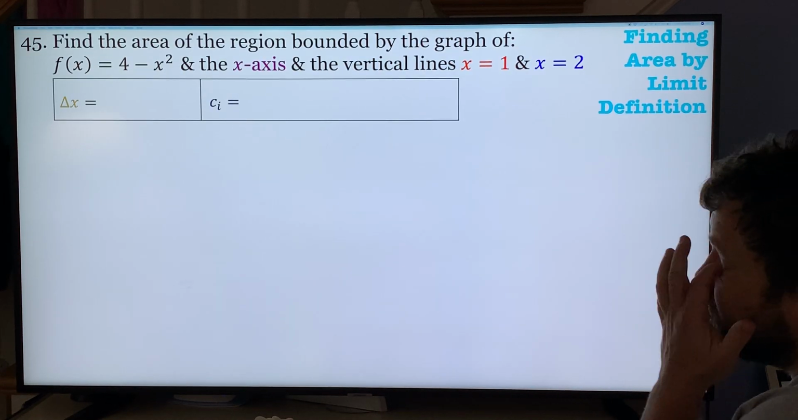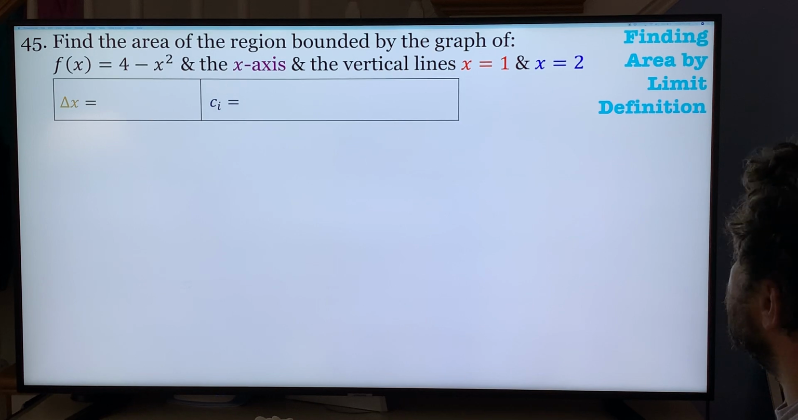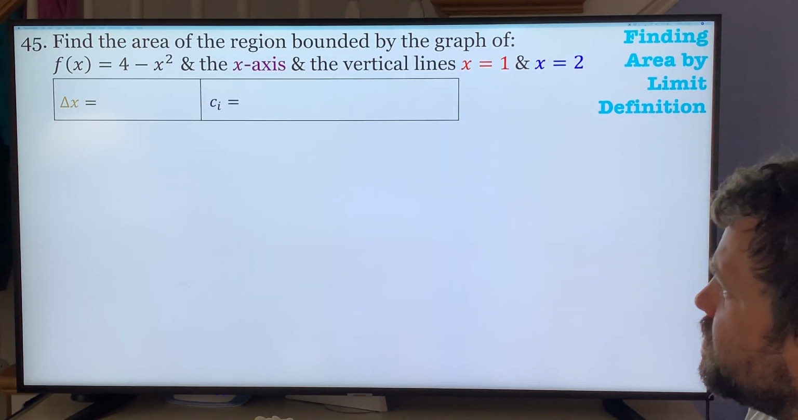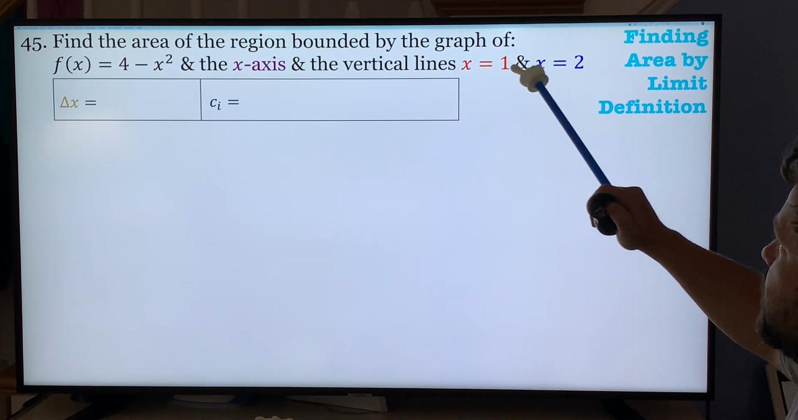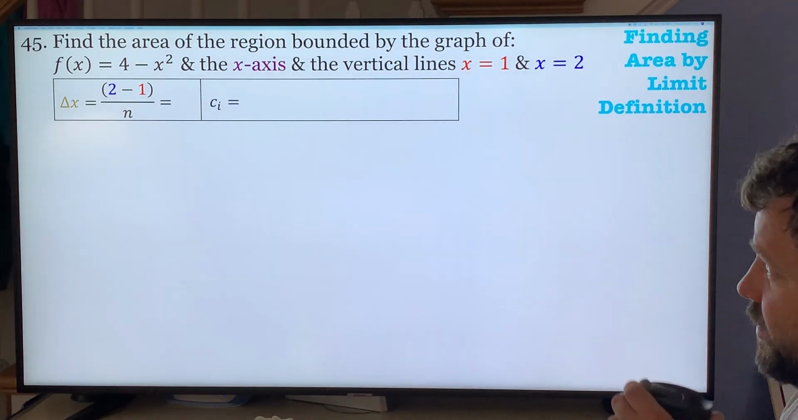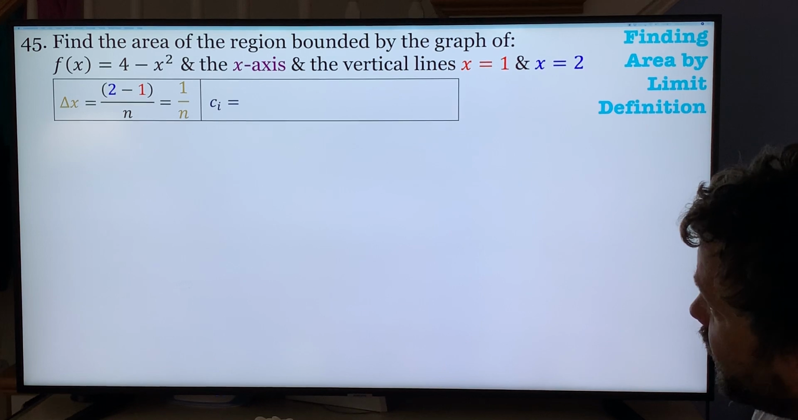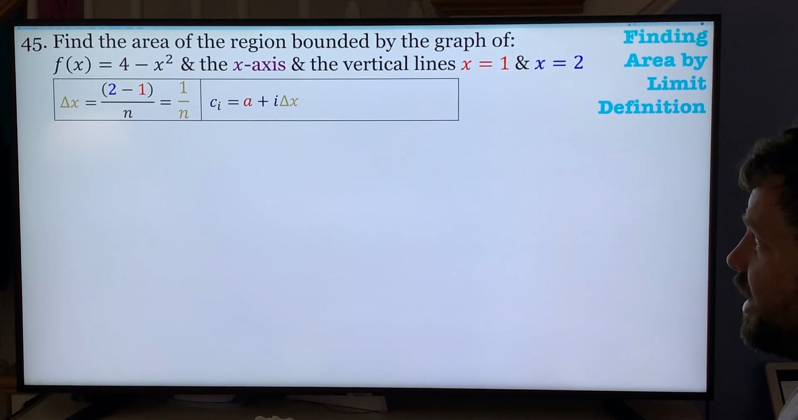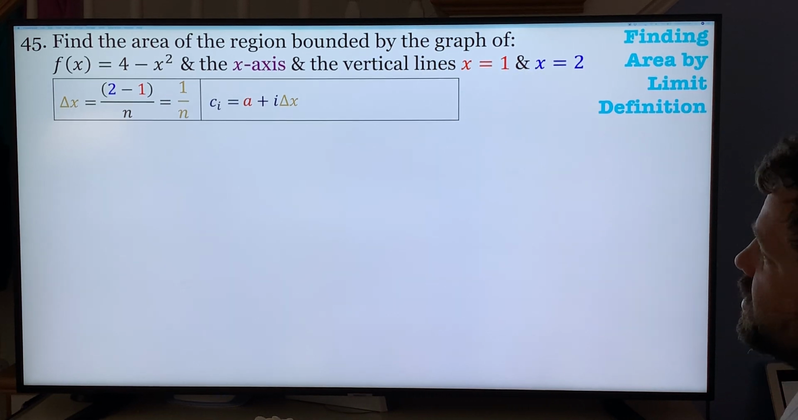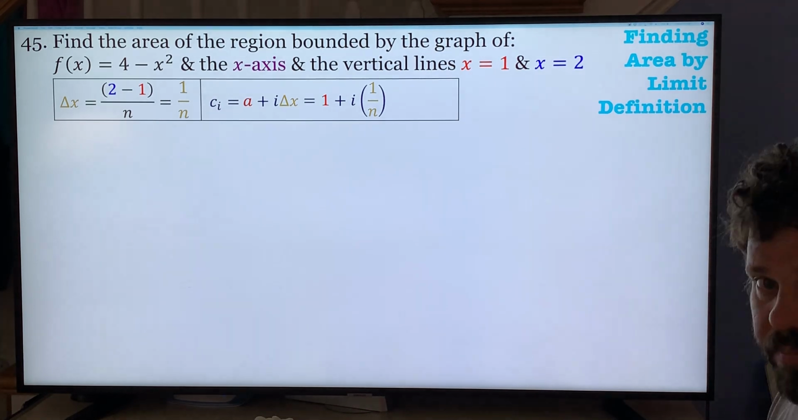All right, so problem 45. Find the area of the region bounded by the graph. We're going to use the same rule again. I'll walk you through it if you're having trouble. Delta x is 2 minus 1 divided by n. We don't have a number of rectangles this time because it's an infinite number of them. So it's 1 over n. ci, as we said before, is a plus i delta x. Our a in this case now is 1. So now it gets a little more difficult. It's 1 plus i, 1 over n.